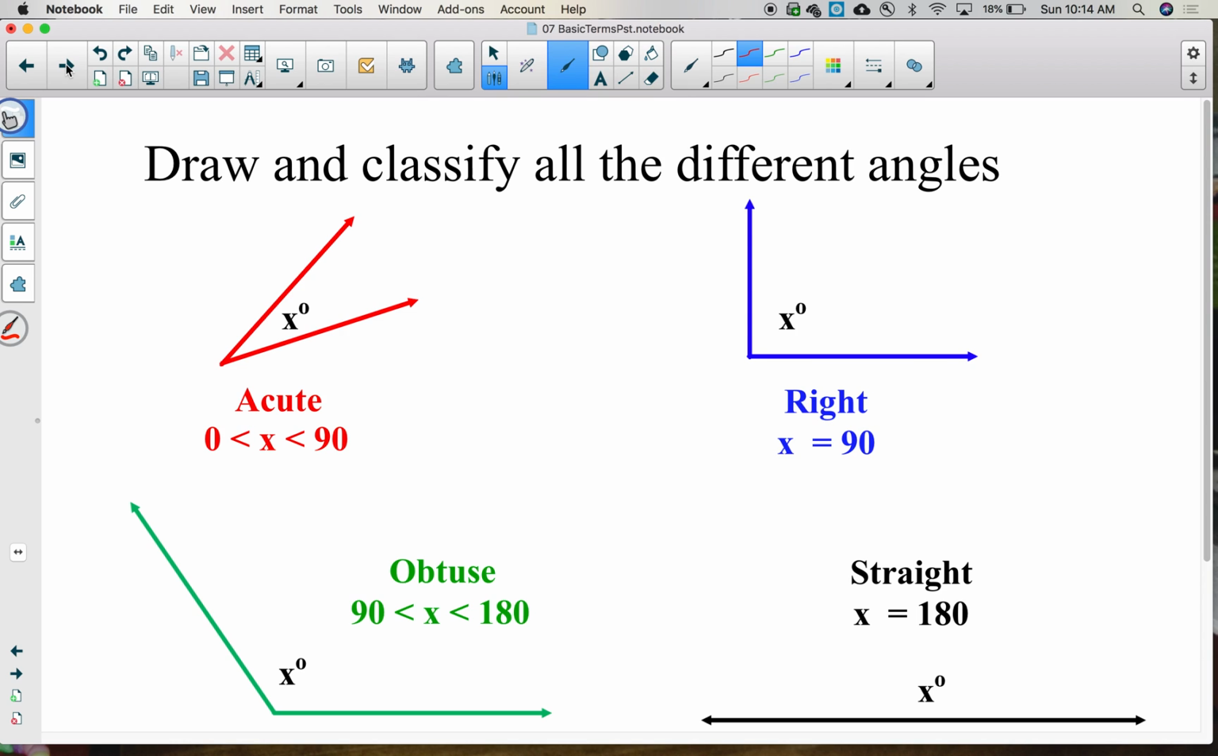Classifying different angles. These are four that you should know from before. Acute would be between 0 and 90. Obviously, you cannot have a 0-degree angle. And an exact 90-degree angle would be a right angle. Obtuse would be larger than 90, but less than 180. And a straight angle, weirdest thing I've ever heard of, is 180 degrees exactly. Yes, it looks like a line. Yes, I agree. That's weird.